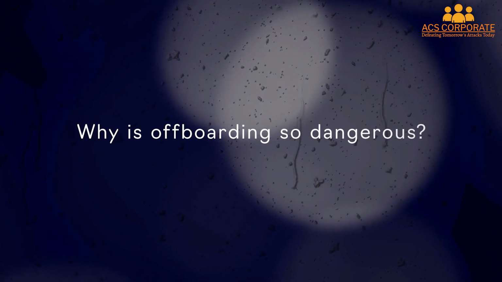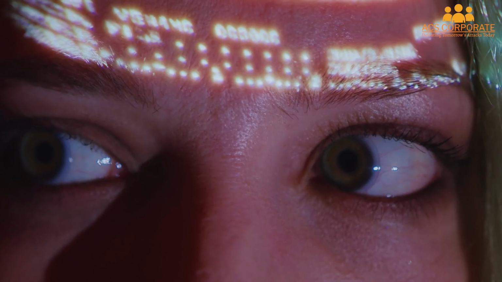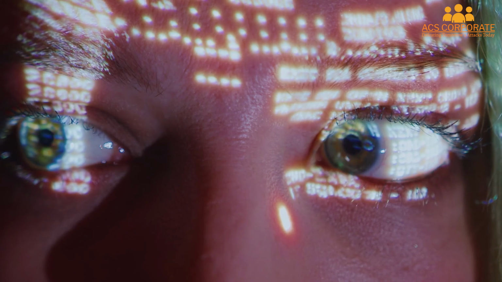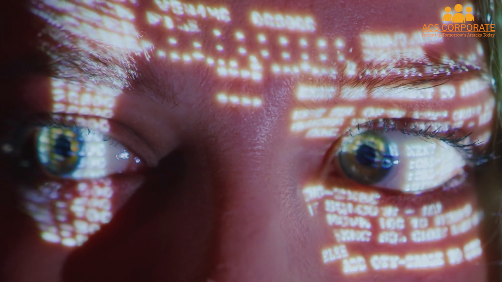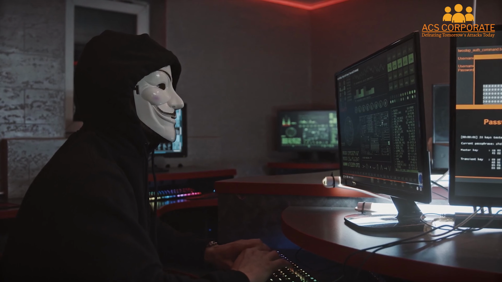Now that you know some of the best practices, you might be wondering, why is employee offboarding so dangerous? Employee offboarding presents significant data security risks. Your employees are in the optimal position to steal and vandalize your company's data. They have intimate access to it, insider knowledge of the organization's systems, and a level of trust that could allow them to steal data undetected.